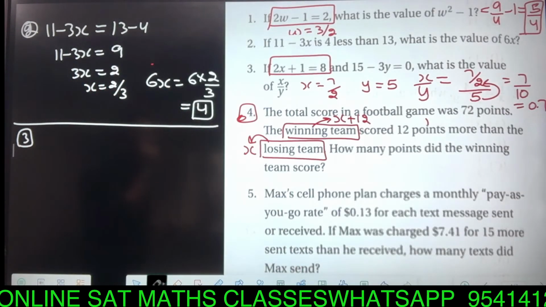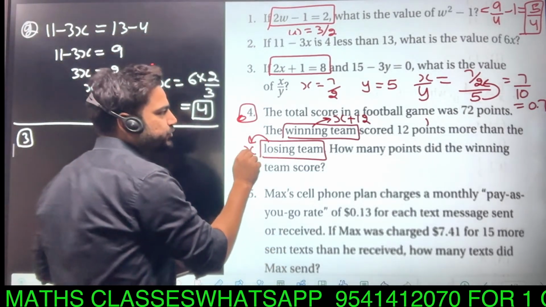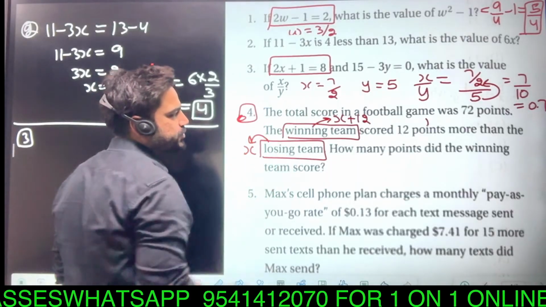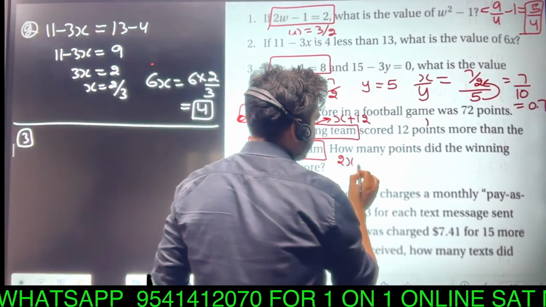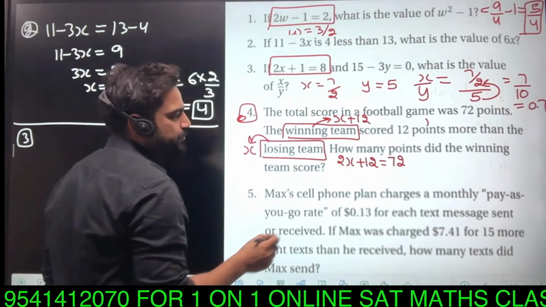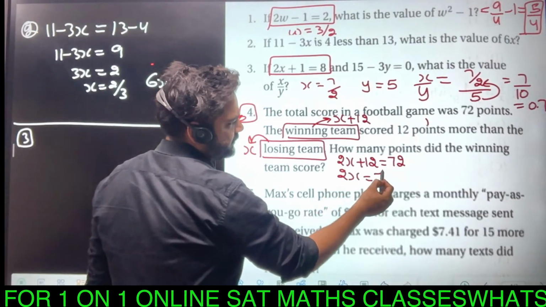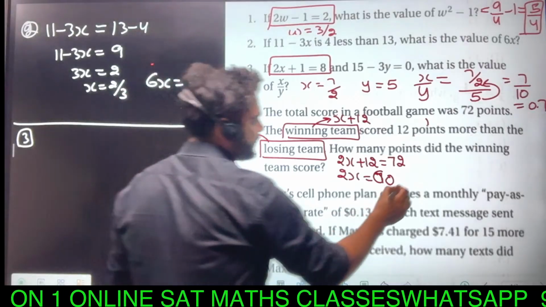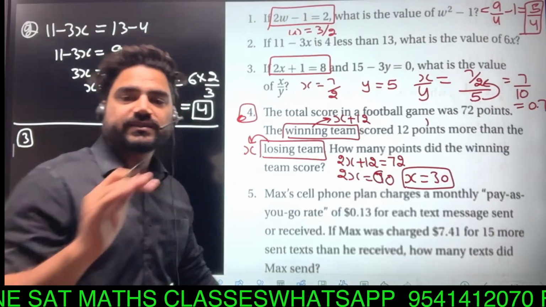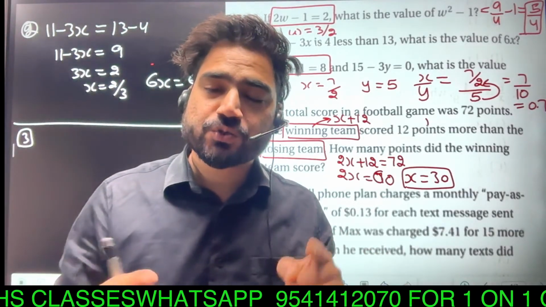They are saying that the total score is 72. So how to find the total score? We will add the losing team score and the winning team score. If we add x and x plus 12, it will be 2x plus 12, and this is equal to the total score, 72. So from here, 2x will be 60 and x is 30. x is 30, and some students will write 30 itself as the answer. No, 30 is not the answer. 30 is the score of the losing team.